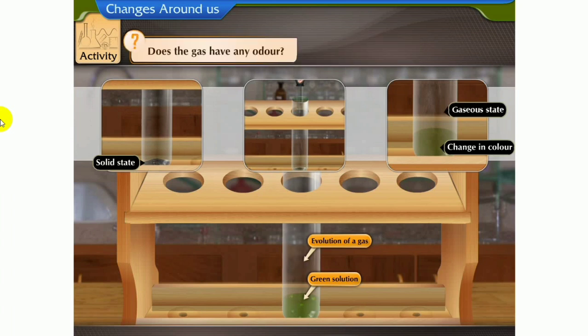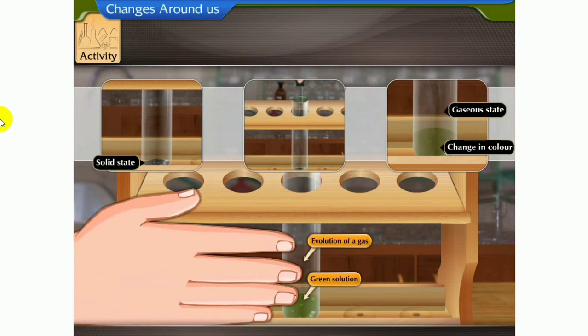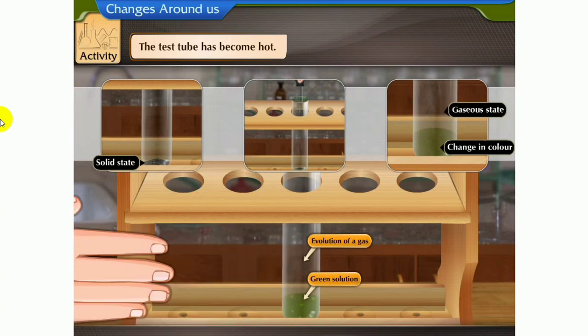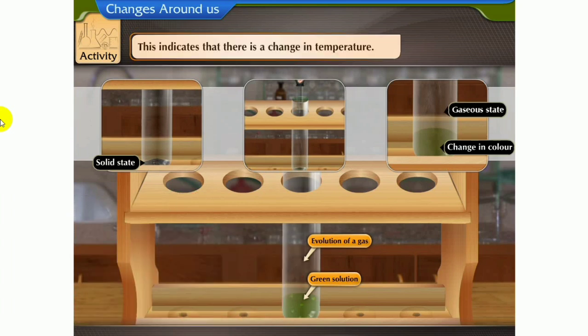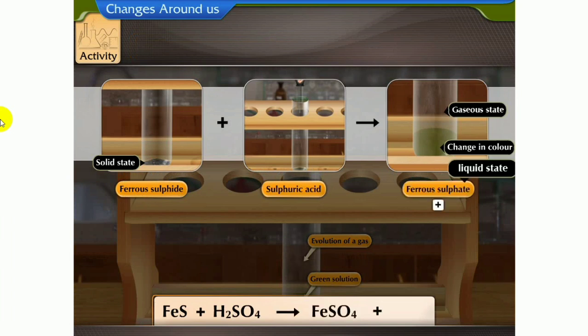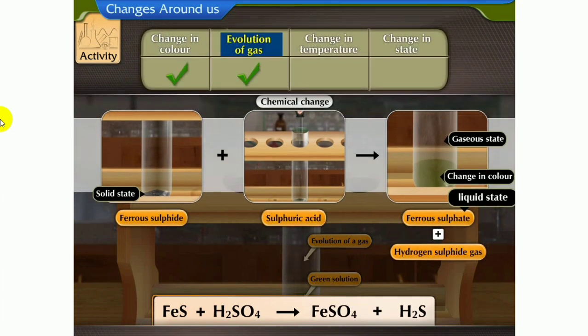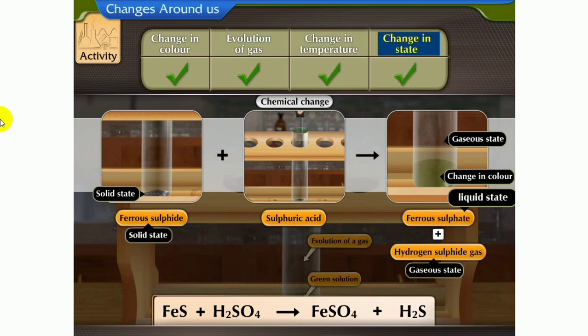Does the gas have any odor? Yes, the gas smells like rotten eggs. Now, touch the test tube. The test tube has become hot. This indicates that there is a change in temperature also. Let us see the reaction. Ferrous sulfide reacts with sulfuric acid to form ferrous sulfate and hydrogen sulfide gas. This is a chemical change. There is a change in color, evolution of gas, change in temperature, and also a change in state.